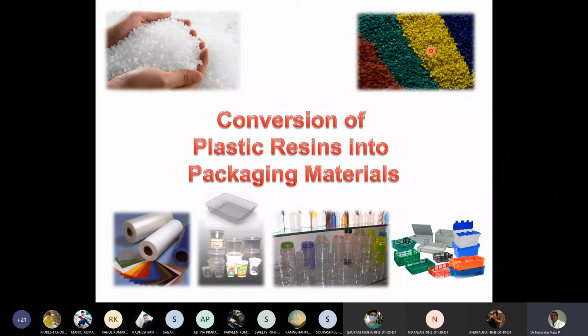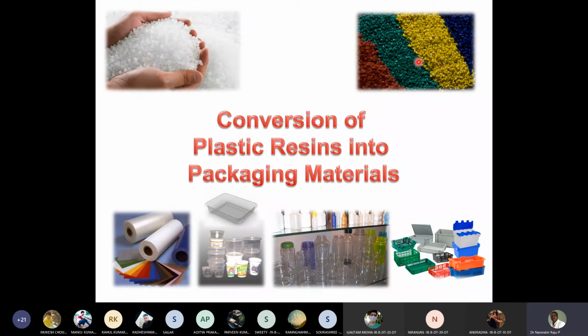These are pelleted resins, either colored or with additives incorporated. This one is only a colored one. It could be a plasticizer, an antioxidant, or an anti-static agent, right? There could be a UV light stabilizing agent, etc. So they are incorporated into the pure materials and obtained.